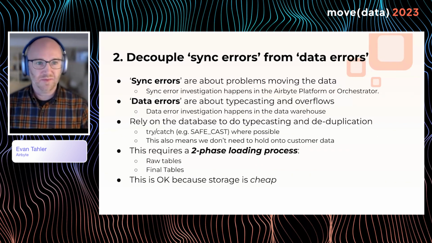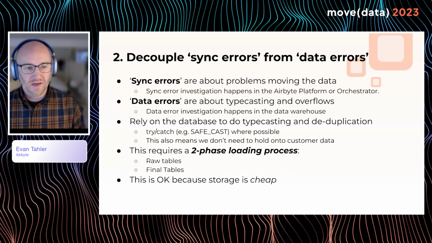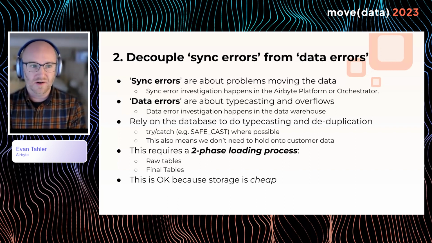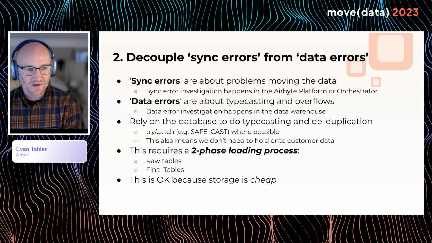Next, we decouple sync errors from data errors. So as I said earlier, sync errors are problems about moving the data. These are errors you see in Airbyte, like sync has failed, we're retrying. As we move data, there's all sorts of reasons that things can go wrong. Maybe there's networking errors. Maybe we run out of memory. Maybe the source went down, is unreachable. It could be a credentials error.